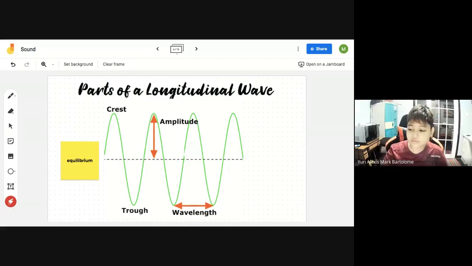Teacher, I have a question. Teacher, do we define all of the crest, trough, amplitude, wavelength, and equilibrium? All of the parts of the wave? Yes.